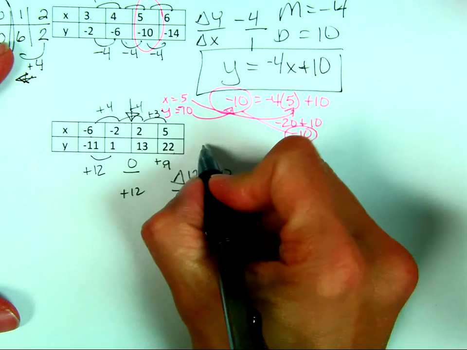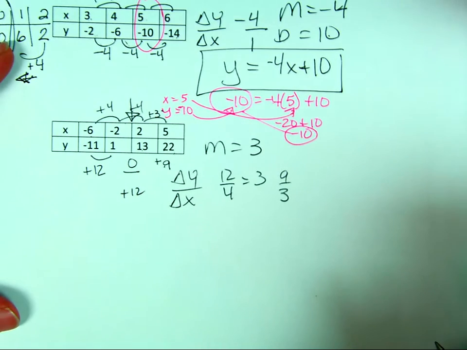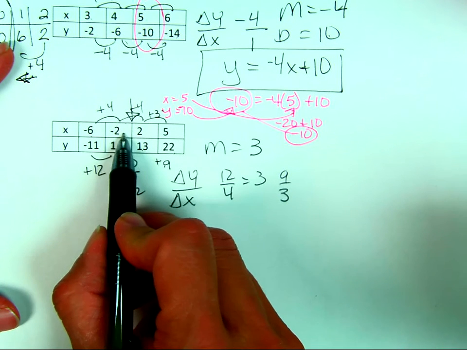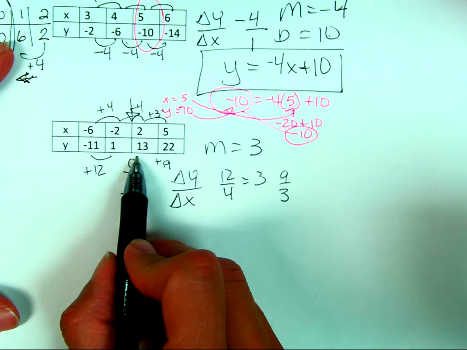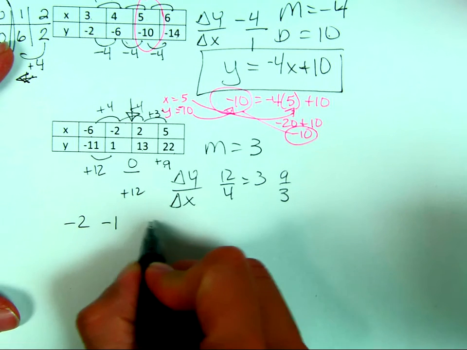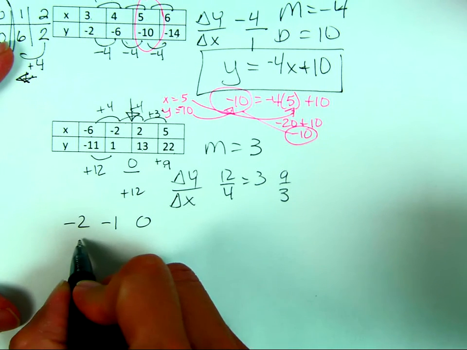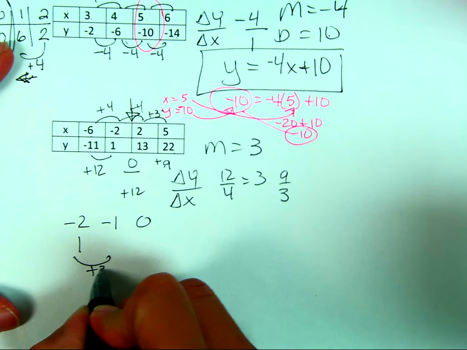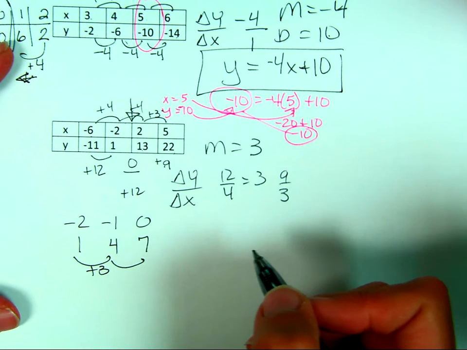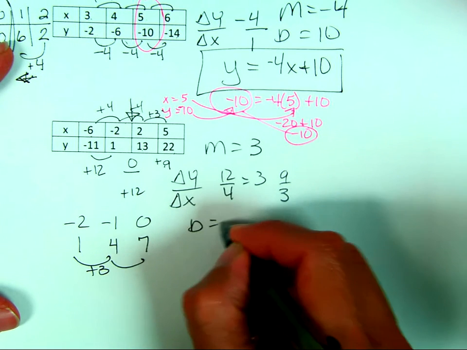We know our slope is 3. And now we have to find our y-intercept. Well, if our slope is 3, that means every time I go over one x value, I'm going over 3 in the y department. So when I go from -2 to -1 to 0, each time I'm going over 3. So I was at 1, I'd have to add 3, I'd get a 4, I'd have to add 3 more, and I'd get a 7. So my b is 7.